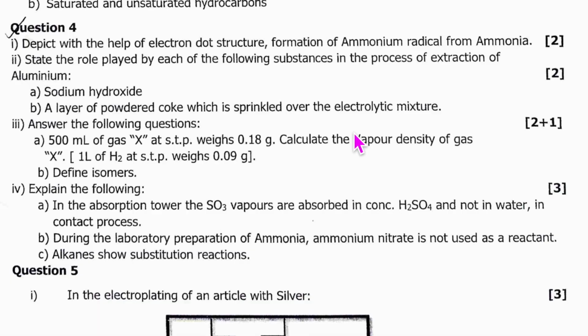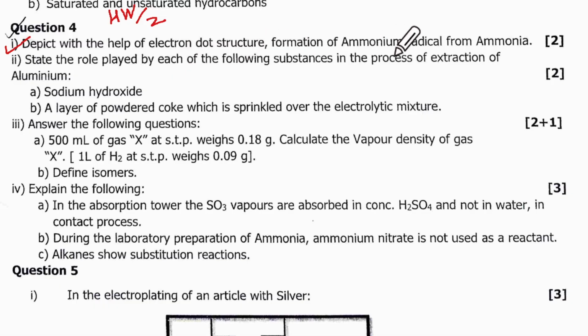Now with the help of electron dot structure, the formation of ammonium radical from ammonia. If you know this by heart, you'll give yourself marks. If not, then that is your homework.